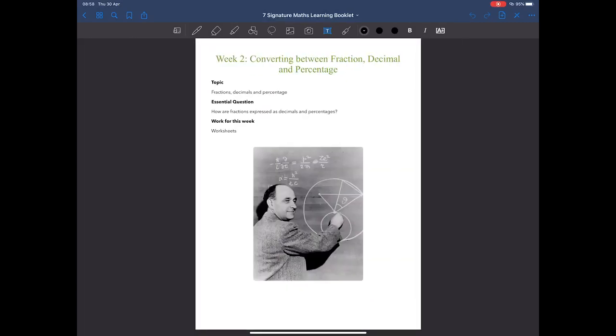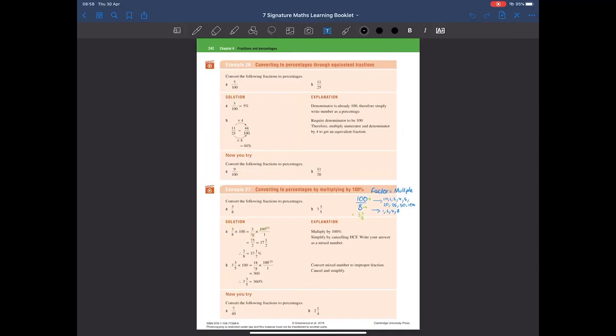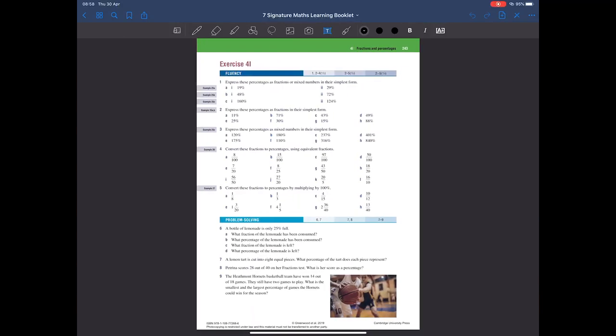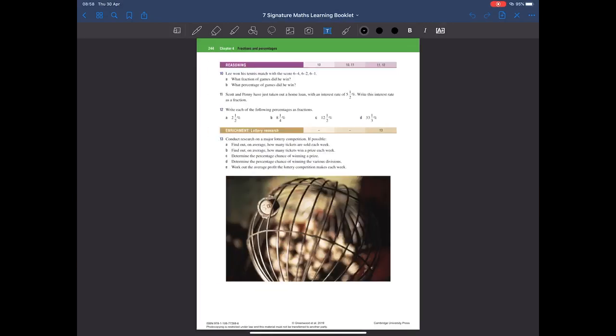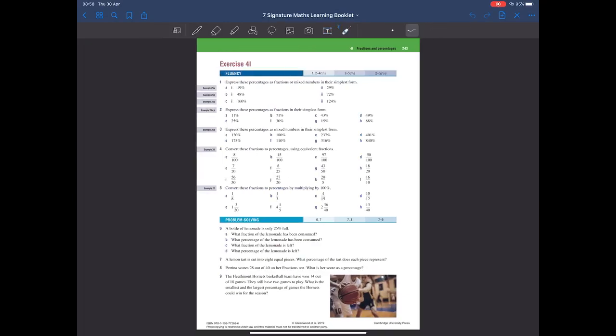I believe week 2 is what we're going to do this morning. We're going to focus on week 2, and it is converting between fractions, decimals, and percentages. Now let's have a look. 4i is the activity, and that's pretty much it. It's just exercise 4i. So definitely the fluency questions, definitely the problem-solving questions.